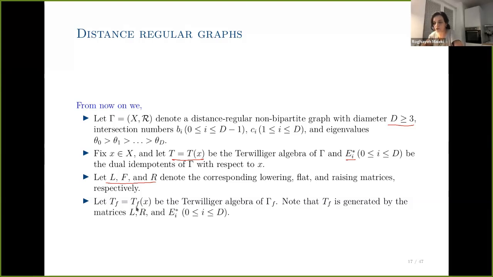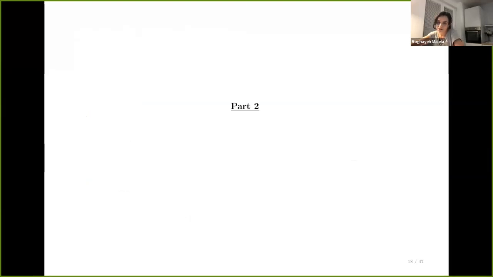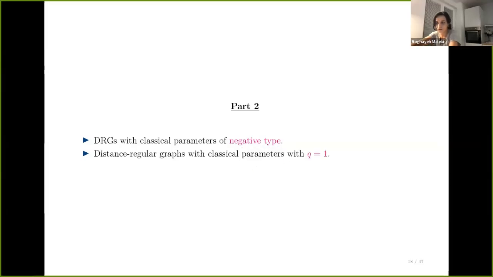We can define our Terwilliger algebra for our full bipartite graph gamma f. And now we can start the first part of classification. I divided it into two parts. First of all, the negative type, which means q less than or equal to -2, and then I go for q equals 1.